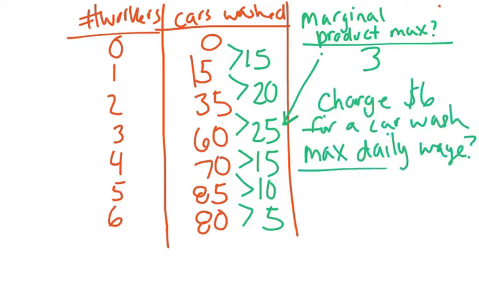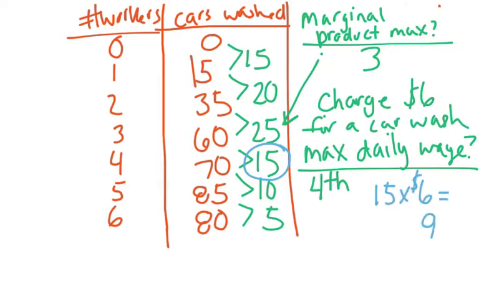The next question is, if Sparkle charges $6 for a car wash, what is the maximum daily wage that they're willing to pay their workers? Let's say specifically their 4th worker. So what would the max be if they decided to hire 4 workers? What is the max wage that they would pay them? Well, the 4th worker brings in 15 cars, so the max that they'd be willing to pay them is 15 times the $6 they're getting in revenue, which would be $90.